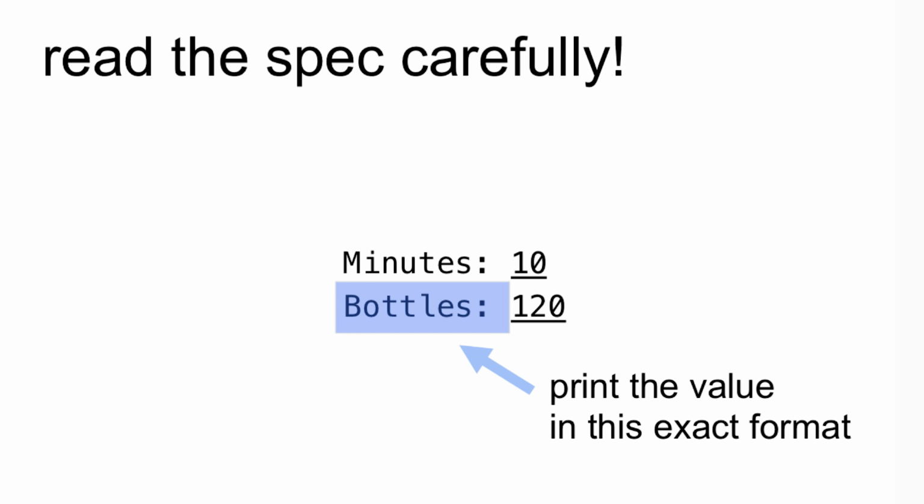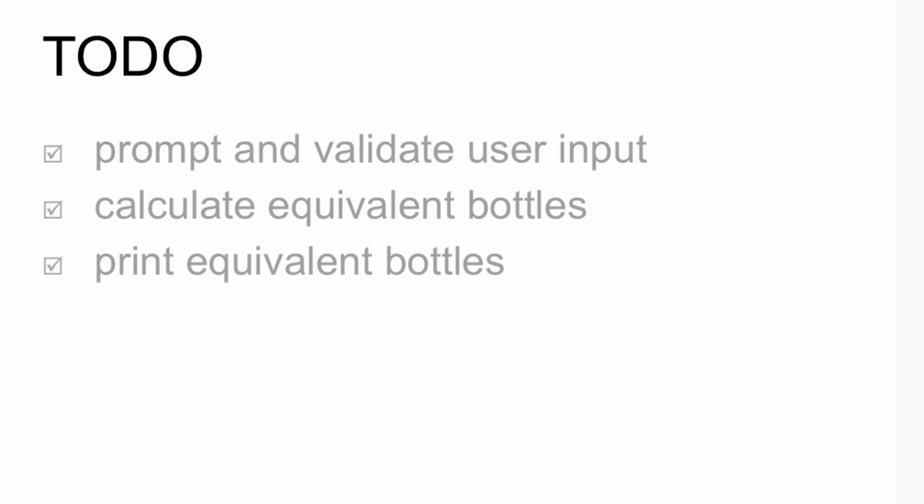So now that we know how to print the values stored in variables, the very last thing to do is to ensure that we print the value in the exact format indicated in the specification. With that, we've prompted the user and validated their input. We've then calculated the equivalent number of bottles of water that they consumed during their shower, and we've outputted that value to them. And so we've completed water.